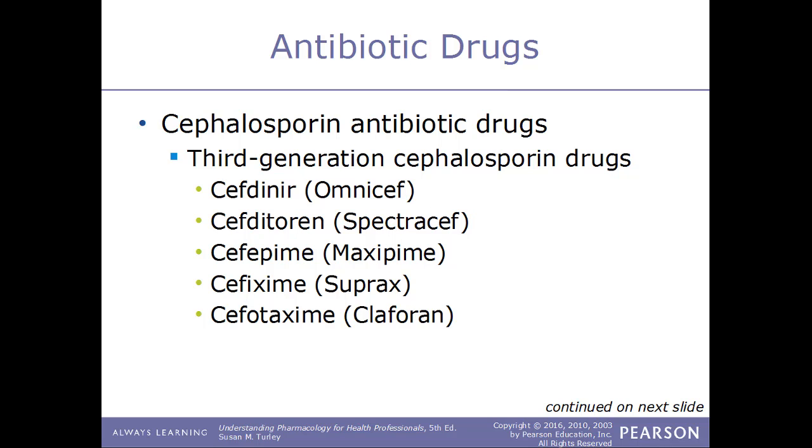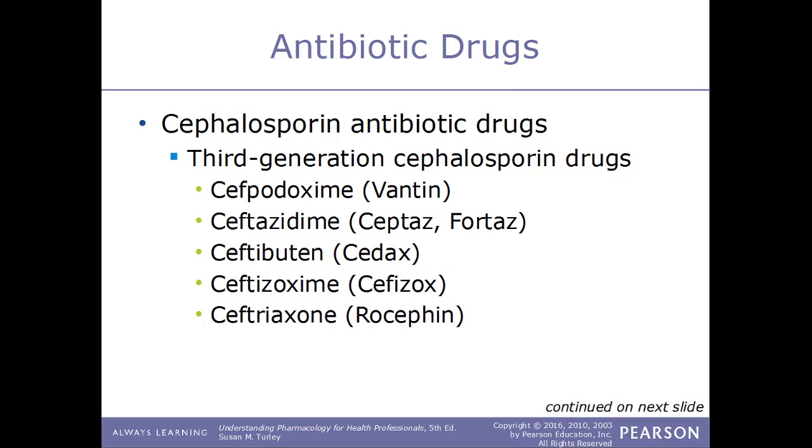All right, some examples of a third-generation cephalosporin drug could be cefdinir, also known by its trade name of Omnicef, cefditoren, known by its trade name of Spectracef, cefepime, also known by its trade name of Maxipime, cefixime, known by its trade name of Suprax, and cefotaxime, known by its trade name of Claforan. Other examples: cefpodoxime, known by the trade name of Vantin, ceftazidime, known by the trade names of Tazicef and Fortaz, ceftibuten, known by the trade name of Cedax, ceftizoxime, known by the trade name of Cefizox, and ceftriaxone, known by the brand name of Rocephin.